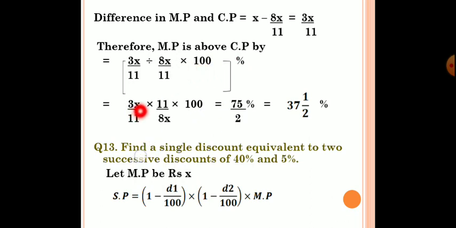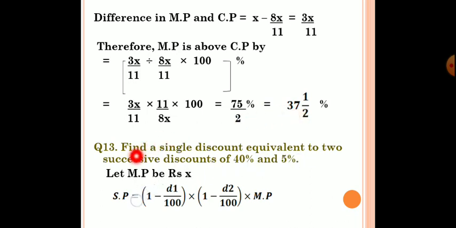So, in the next step, we will write it as 3x by 11. Now this division sign will be converted into a multiplication sign, and 8x by 11 will get reciprocal as 11 by 8x into 100. So x and x will get cancelled, this 11 and 11 will get cancelled, and we can divide this 8 and 100 by 4. So in the numerator we will have 75, and in the denominator we'll have 2, that is 75 by 2%, that is equal to 37 by 2%.